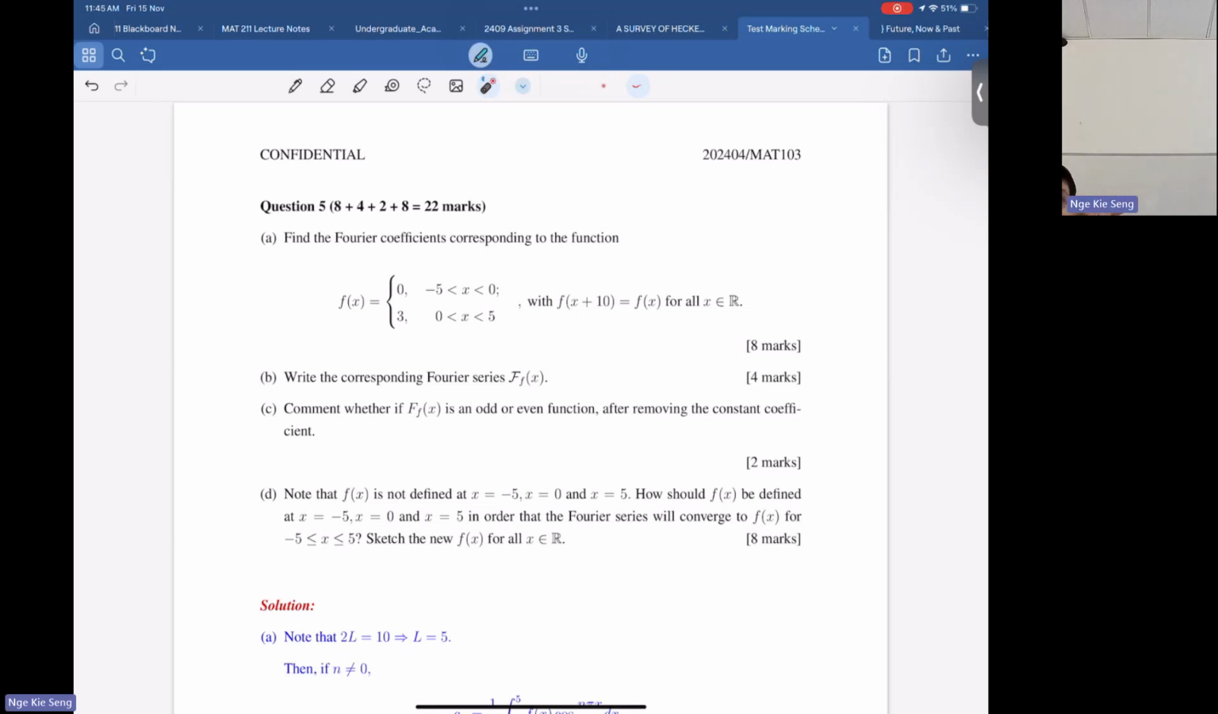Fourier series coefficients, Fourier coefficients, right? Just three things: you need to remember A_n, A_0 and B_n, and plug them in to compute. Don't get confused just because the question is long; look for the key words. For example, part A, what is important here? Fourier coefficient. B, Fourier series. And then C, odd or even. D, what do you need to do? How should f(x) be defined at this point here? Okay, D is a bit tricky.